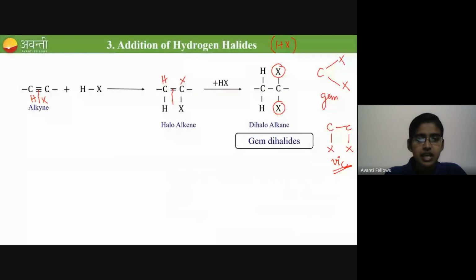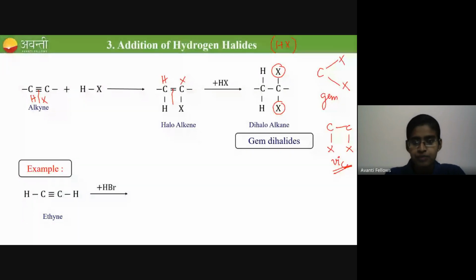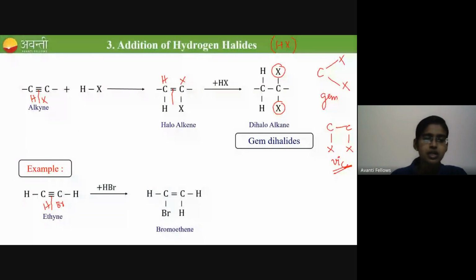Now let us see an example for this addition of hydrogen halide. So I am taking ethyne first. So to this ethyne, add HBr. So break the bond. This ethyne is symmetrical, so we can add it in either of the ways, and we will end up with this bromoethene. So here bromine is added, and here hydrogen is added, and we have got this bromoethene product.